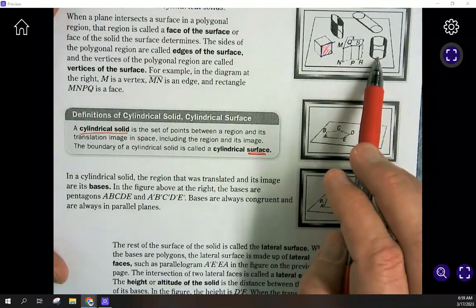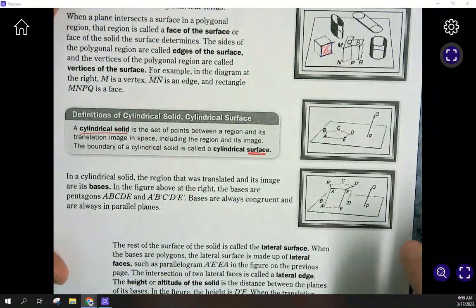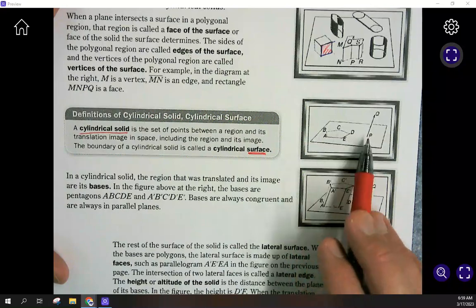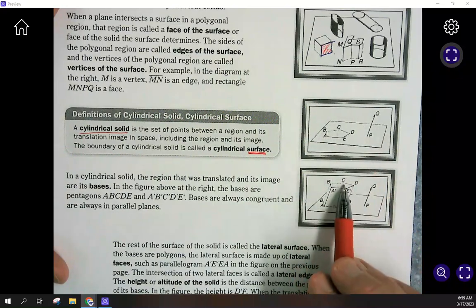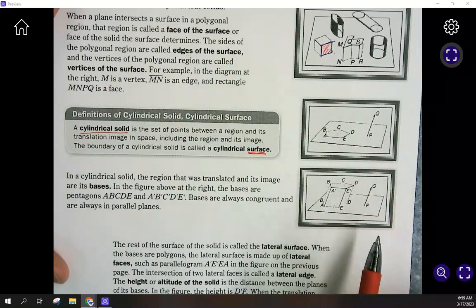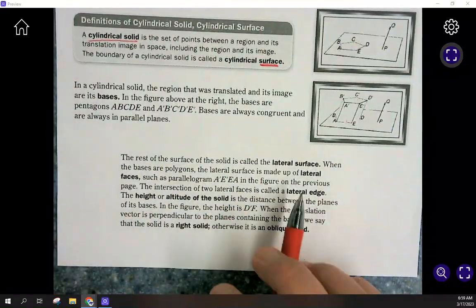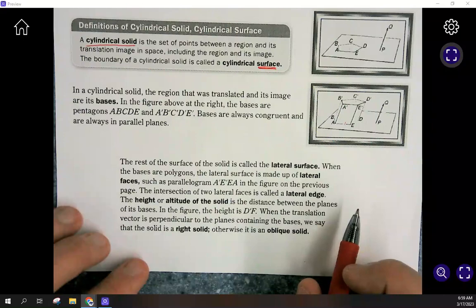They're not always going to go straight up. They can tip to the side, and we'll talk about what those are called as well. But that's the basics of a cylindrical solid. It starts off as one base, it's been translated somewhere, and now those two bases are connected to each other. All right, the rest of the surface is called the lateral surface.